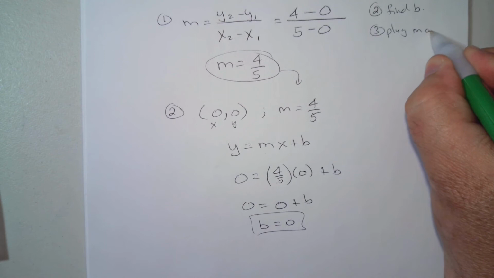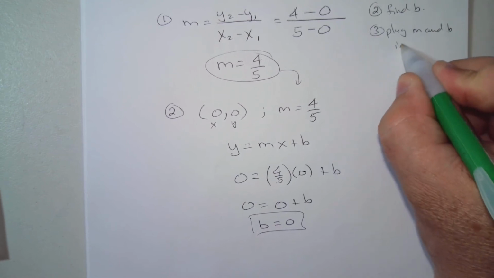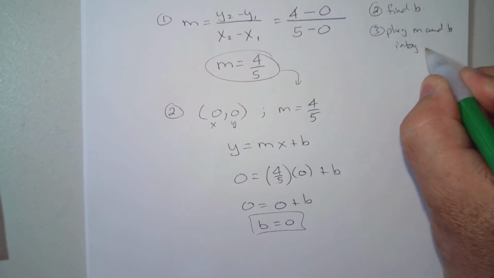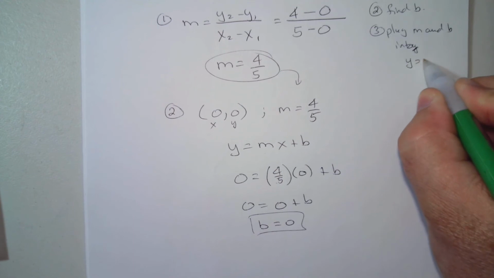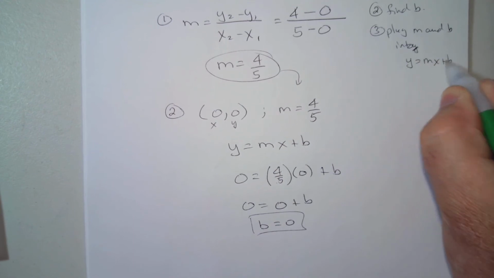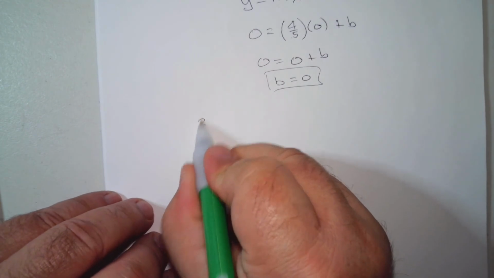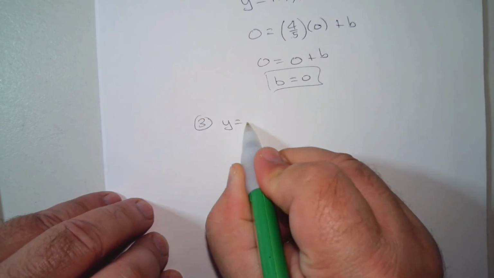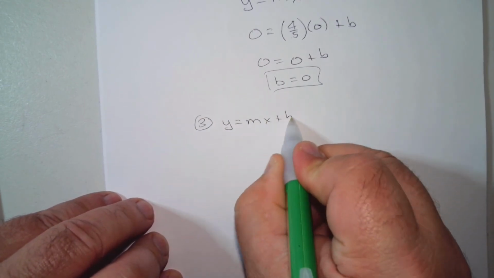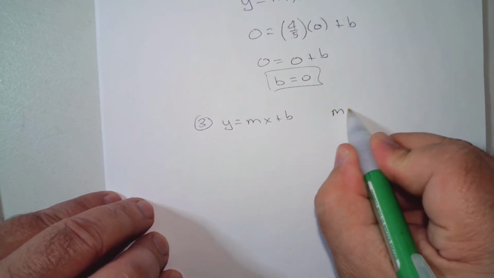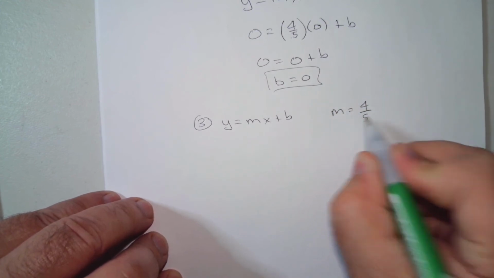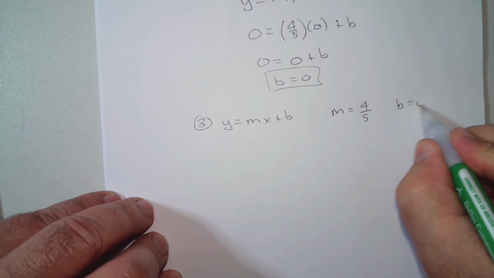Plug m and b into y equals mx plus b. So my m was 4 over 5, b is 0.